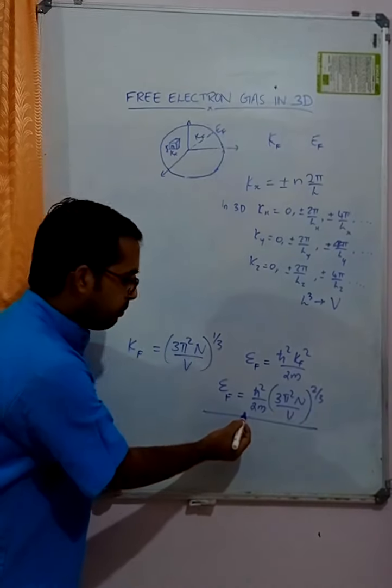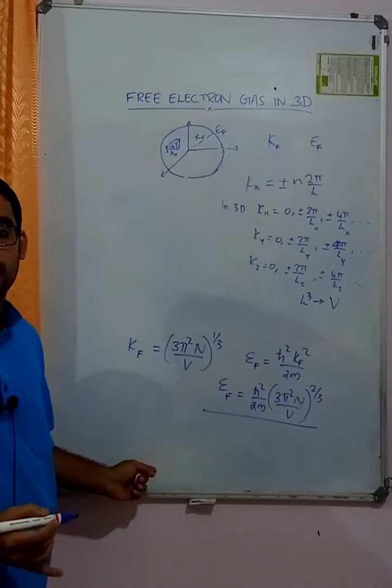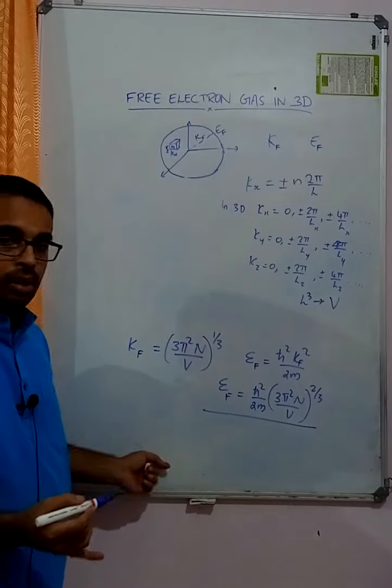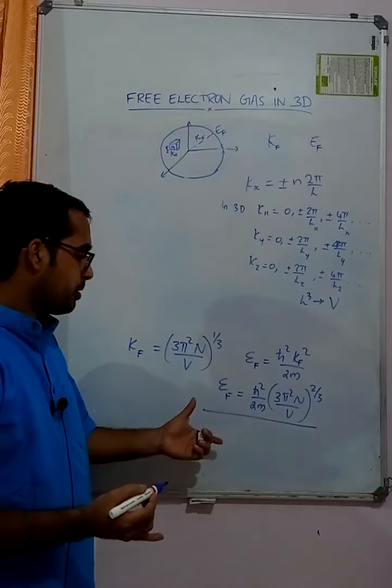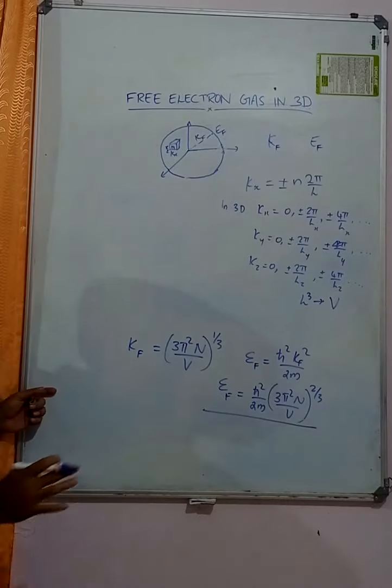Here the Fermi energy is represented in terms of N by V, that is the number of electrons per unit volume, the density of carriers inside the orbitals, N by V. Now we have the expression for kF and the expression for Fermi energy.